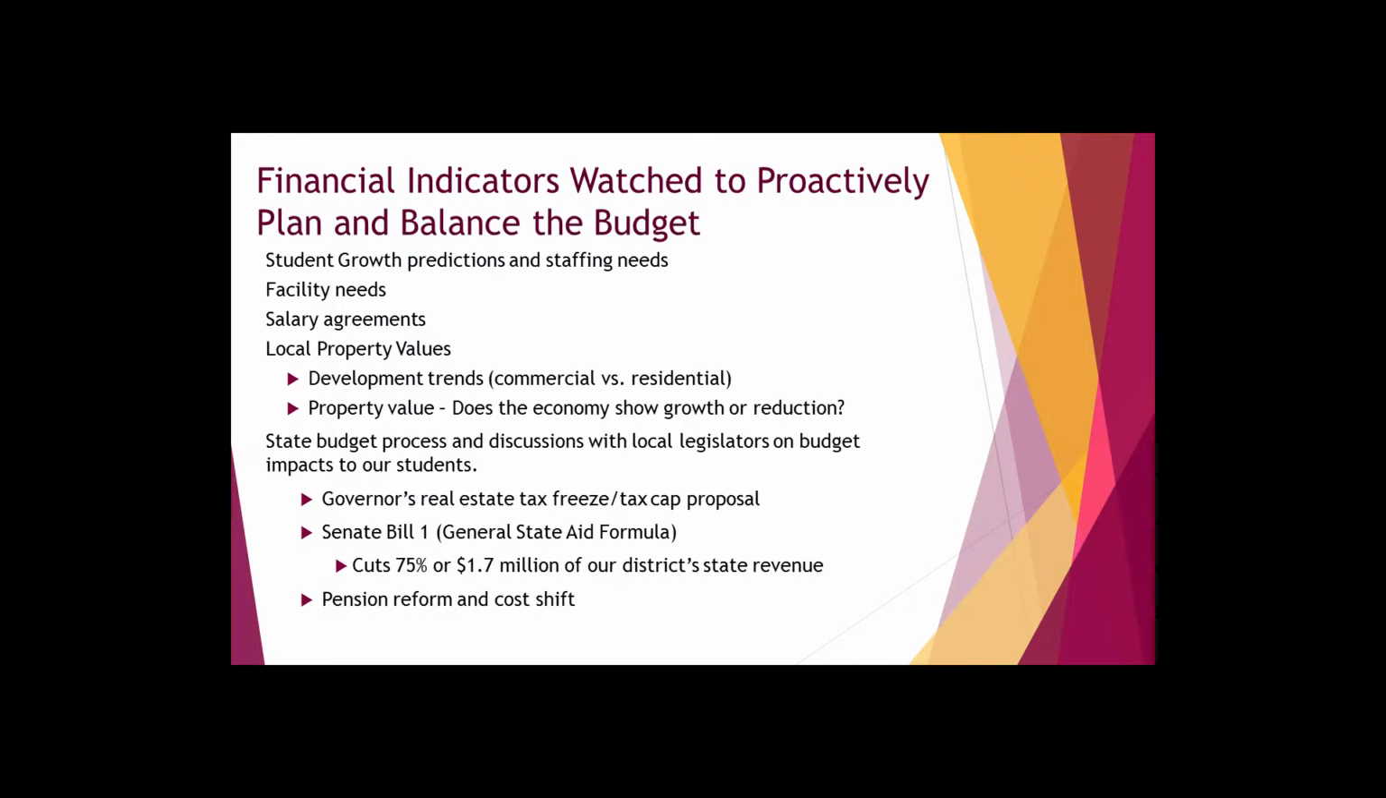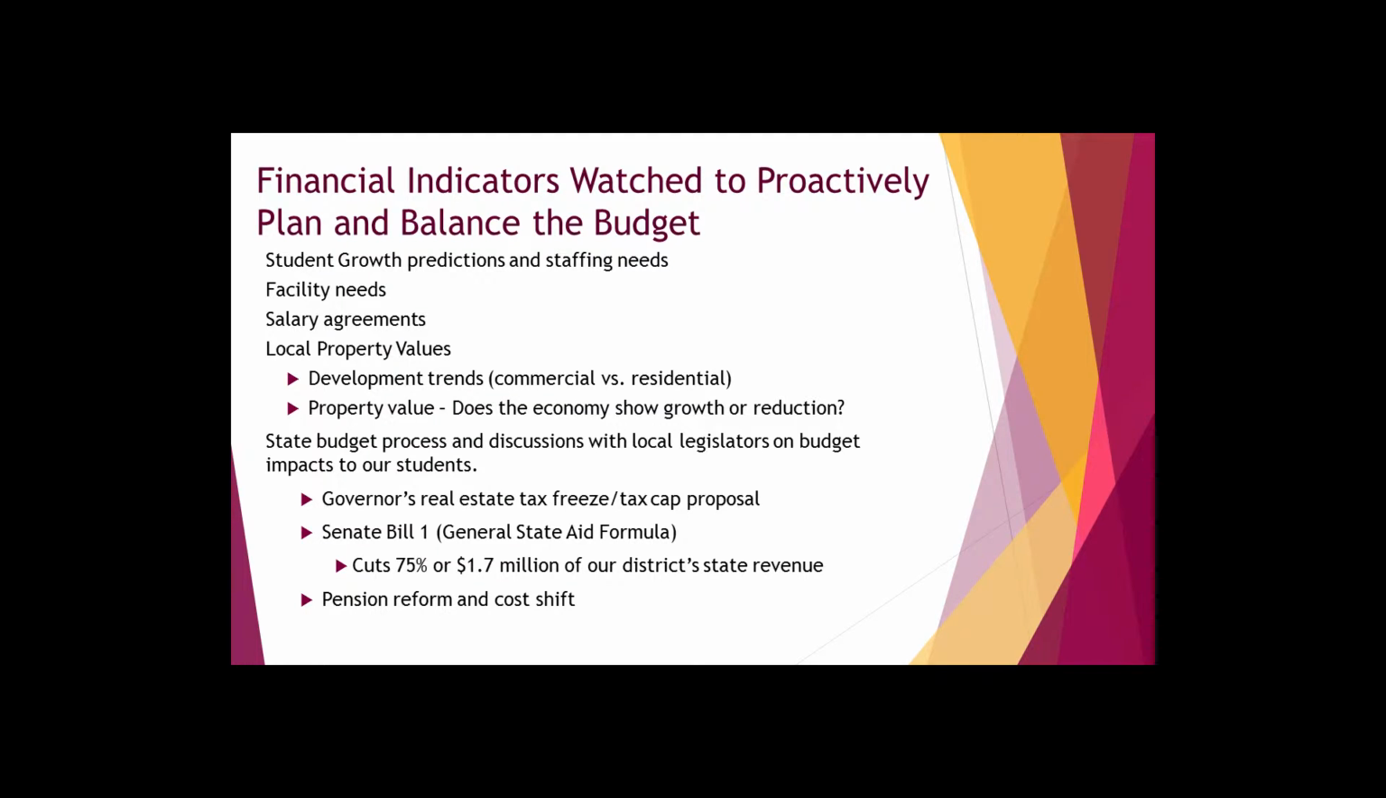What this would do is freeze our tax revenue for the next couple of years, which would put us in a bind since 79% of our money comes from tax revenues, and we are continuing to grow. Senate Bill 1 is a general state aid formula revamp, and they're looking for equity and equality in state funding. And under this bill, as it's currently written, Dunlap, because we have high property values, we would lose about 75% of our district's state revenue, or about $1.7 million a year.